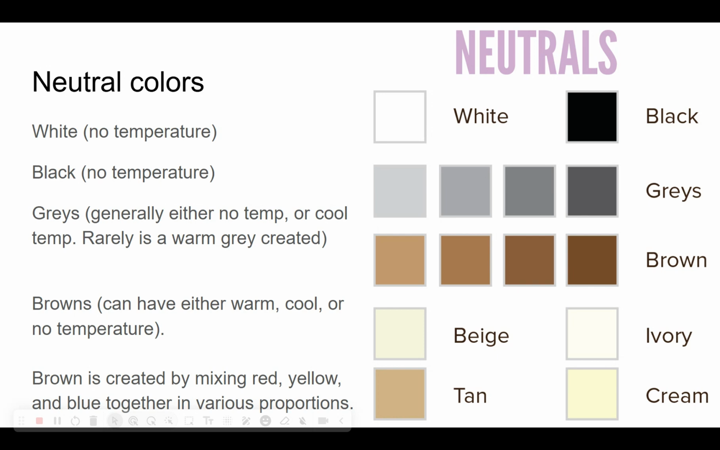Now, neutrals is somewhere in the middle. Neutrals generally do not have a very strong temperature. However, things like beiges, browns, tans can have a little bit of a warm, cool, or no temperature quality. Mixing that in with something else can affect how our color, our original hue, is appearing.